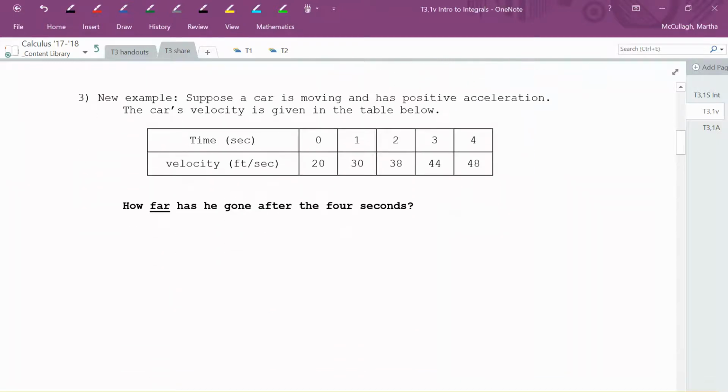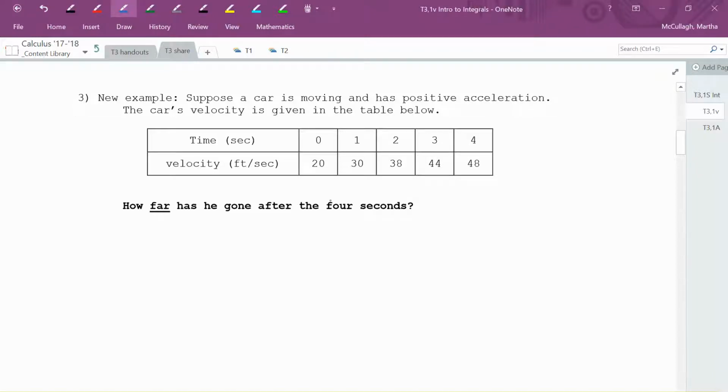Our new example, though, is: suppose a car is moving and has a positive acceleration, so it's continuing to get faster. We're not told that it's a constant acceleration, just that it is positive. It doesn't slow down anywhere. It is getting faster little by little, or it could be getting faster a lot and then faster a little, but it's continuing to get faster. The car's velocity is given in this table below. So at time 0, the car is traveling at 20 feet per second. At time 1 second, the velocity is 30 feet per second, and so on. Now we want to know how far has the car gone after 4 seconds.